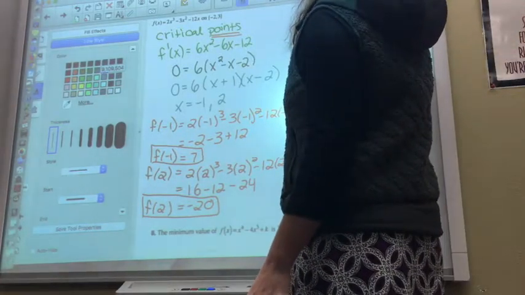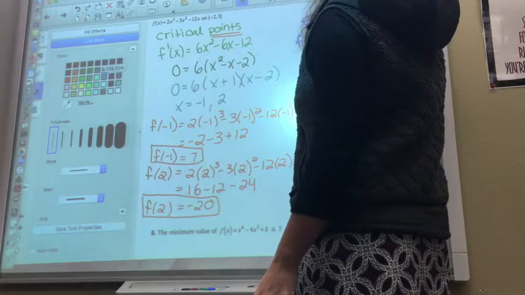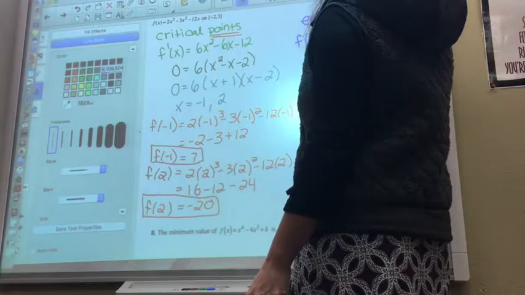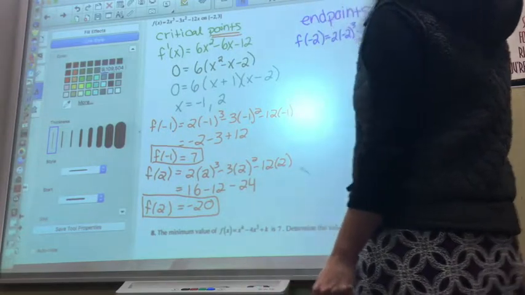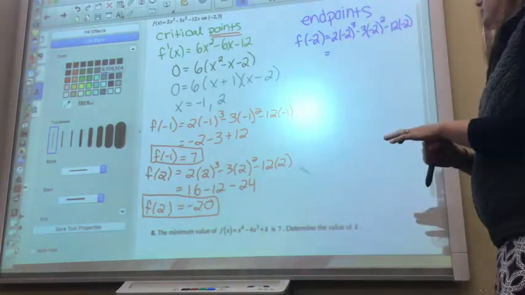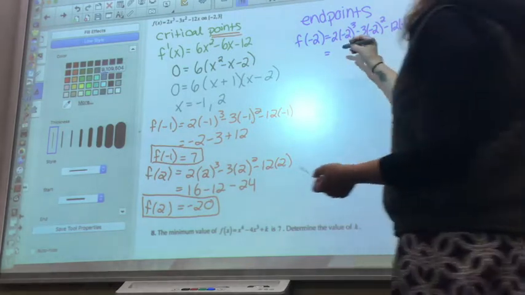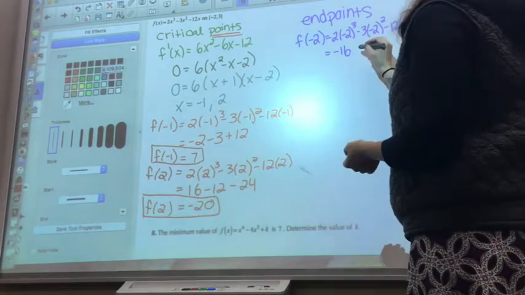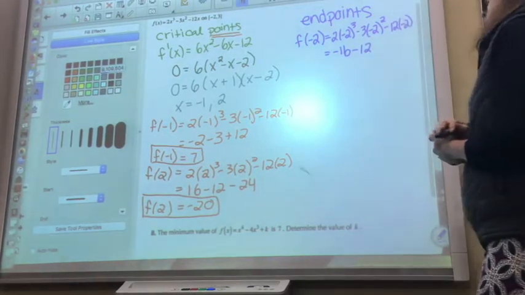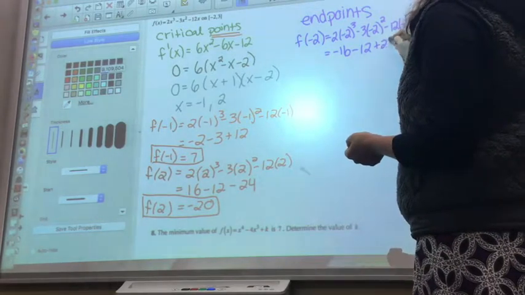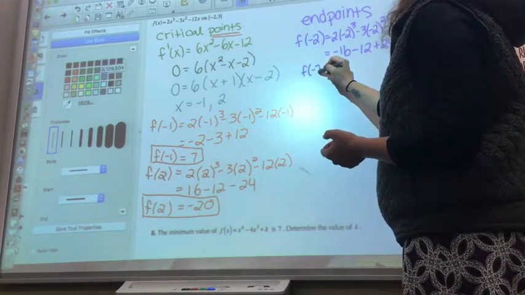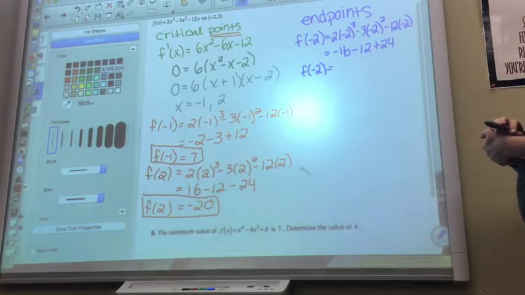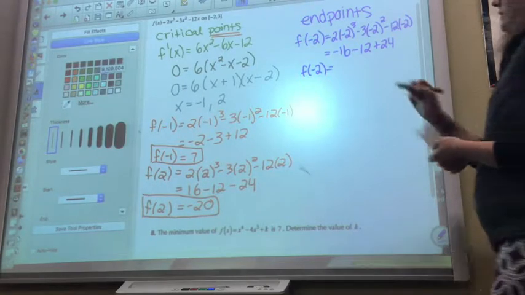So f of negative 2 is 2 times negative 2 cubed minus 3 times negative 2 squared minus 12 times negative 2. Let's see. Negative 2 cubed is negative 8 times 2 is negative 16. Negative 2 squared is positive 4 times a negative 3 is negative 12. Negative 12 times negative 2 is a positive 24. So we get an f of negative 2 is, let's see, that's negative 28 plus 24, so negative 4.